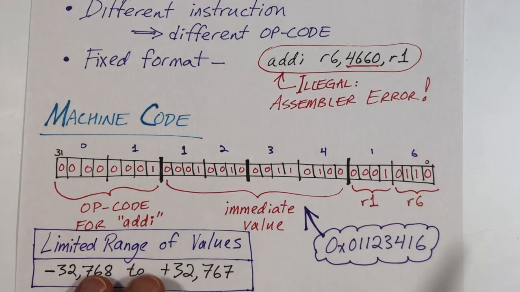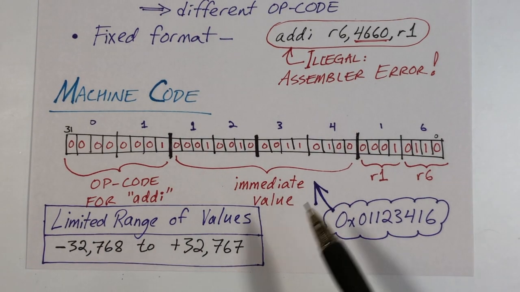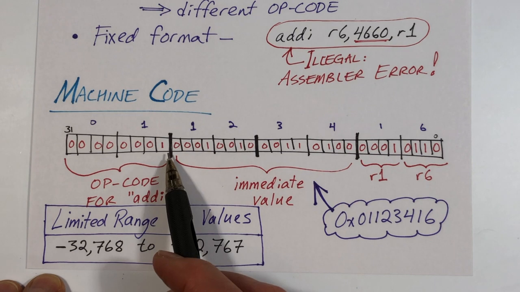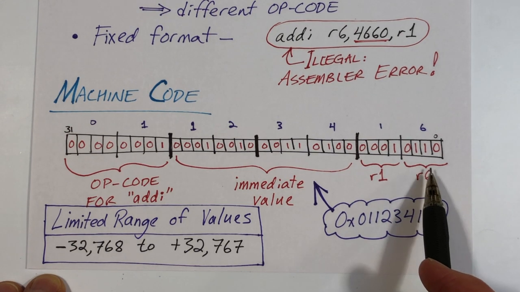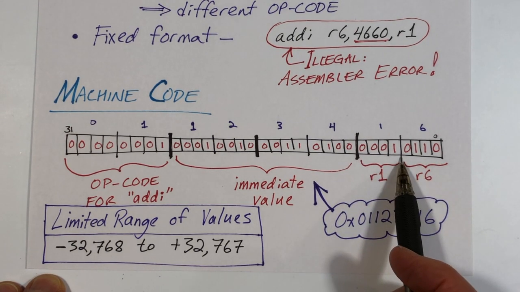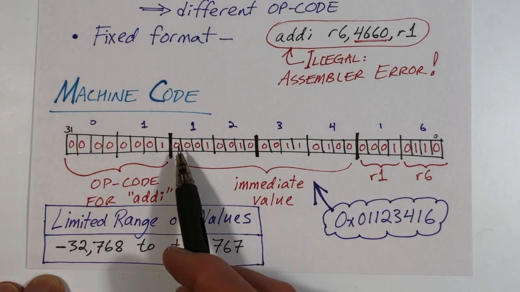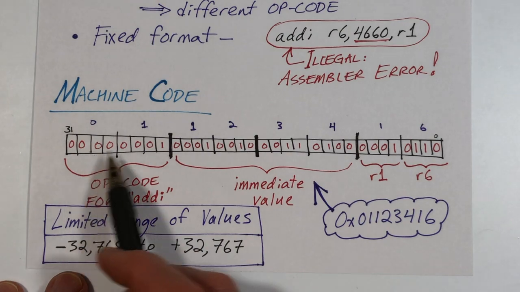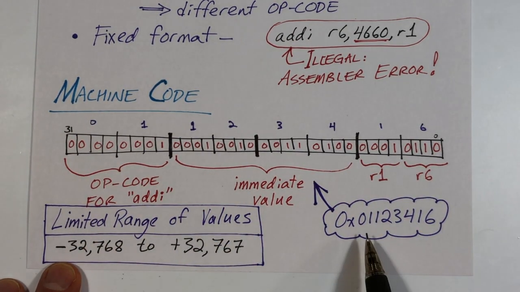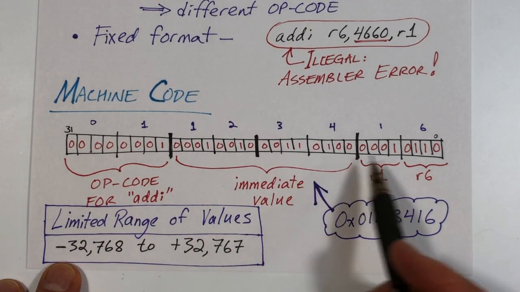Here is the machine code that would be generated by the assembler for that add immediate instruction. In this case, the opcode only occupies the first 8 bits. We have the 2 registers, the destination register, which happens to be R6, and the source register, which happens to be 1 in this example. They're located right here in the instruction encoding. And finally, that leaves 16 bits for the immediate value. We can specify this entire machine instruction in hex if we want to. 0, 1, 1, 2, 3, 4, 1, 6.